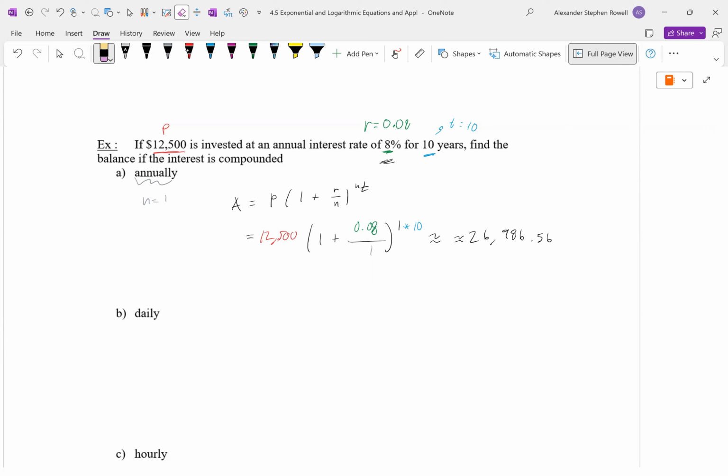Okay, what if the money is compounded daily? How does that change my equation? Now my N changes here. My N will be what in this case? How many days are there in a year? 365. So my equation is 12,500 times 1 plus 0.08 divided by 365. So this is making this number smaller, right? But then it's making the exponent larger. Which one do you think wins? The exponent. It's compounded more times per year.